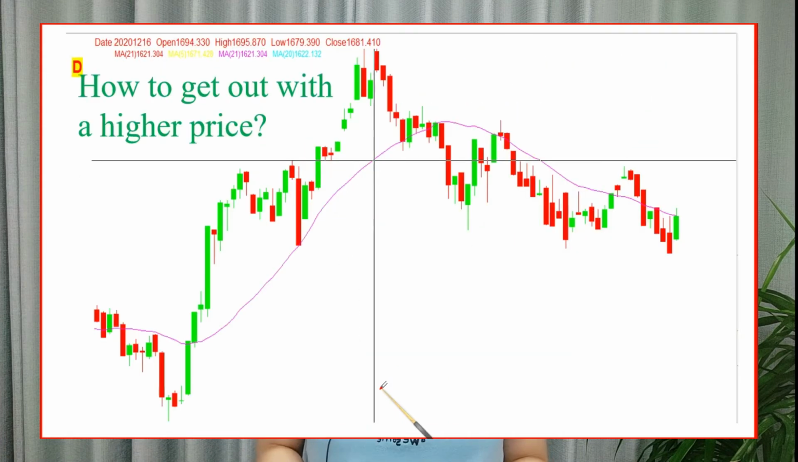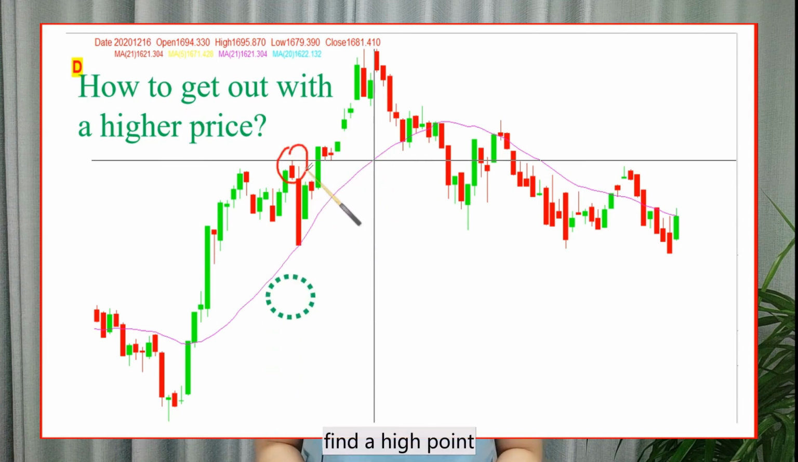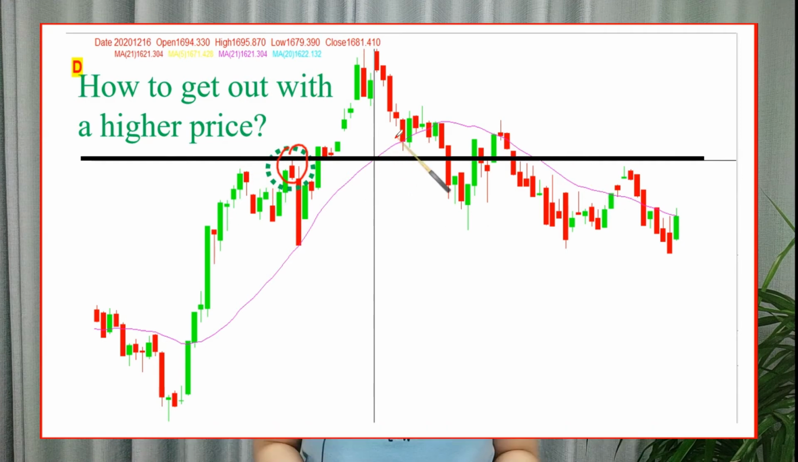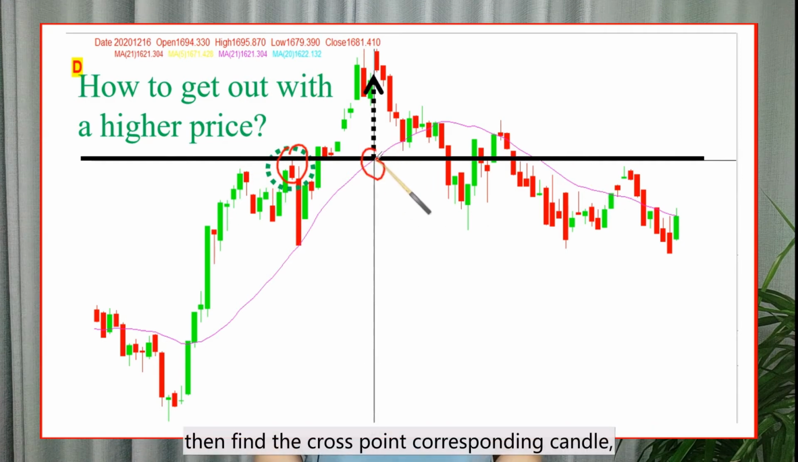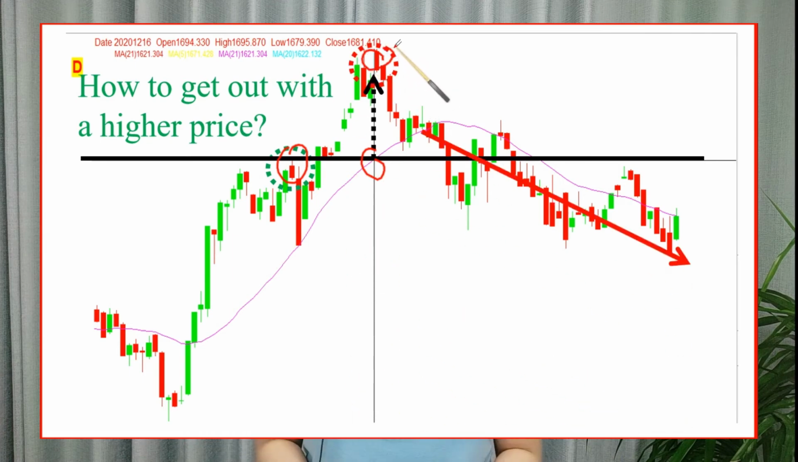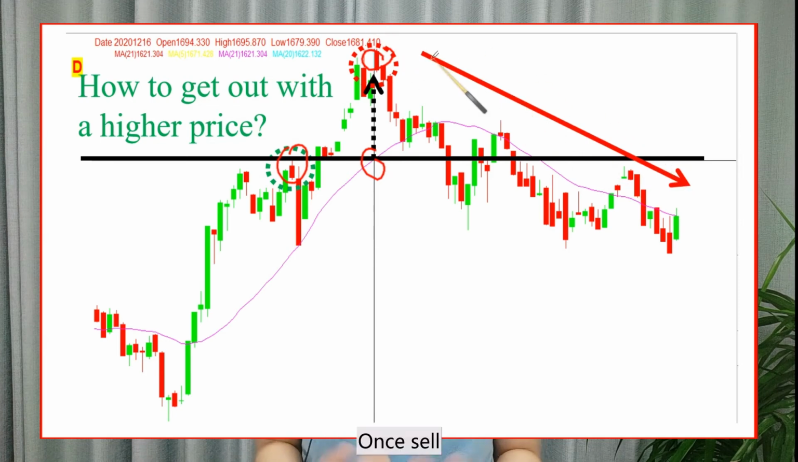In the same way, we can also find the sell points. Let's take a look. First, find a high point. Then draw a horizontal line according to this high point. Then find the cross point's corresponding candle, which is the high point of this uptrend wave. Then we can sell. Once we sell, the price drops, right?